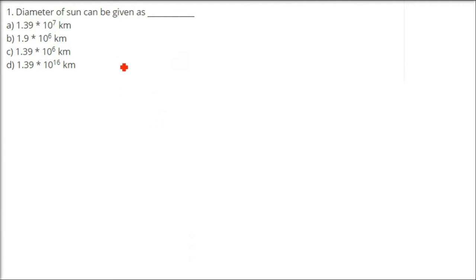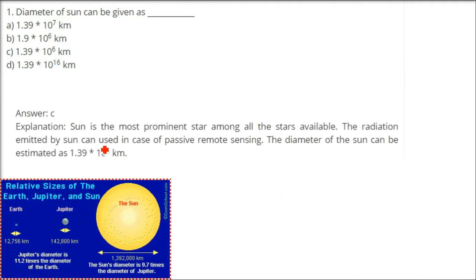The diameter of sun can be given as. What is the diameter of the sun? It's 1392000 kilometer. That is 1.39 into 10 to the power 6 kilometers. Now sun, as we know, is the most important and life-giving star for our world, which we know. There may be others also, we don't know. So the radiation which is emitted by sun, we use in the case of passive remote sensing, because we have sun and we have earthly materials. It can be anything.